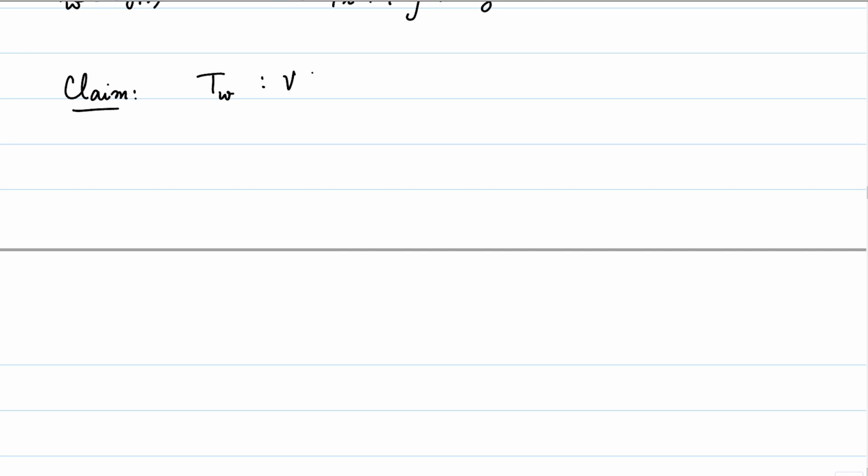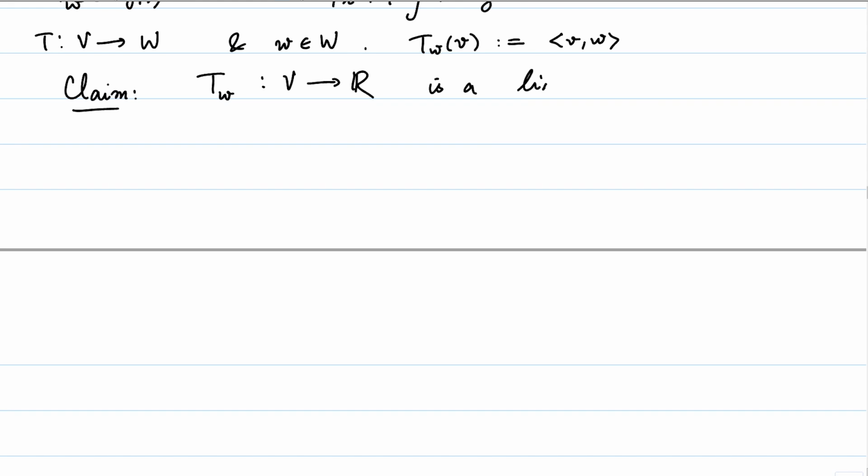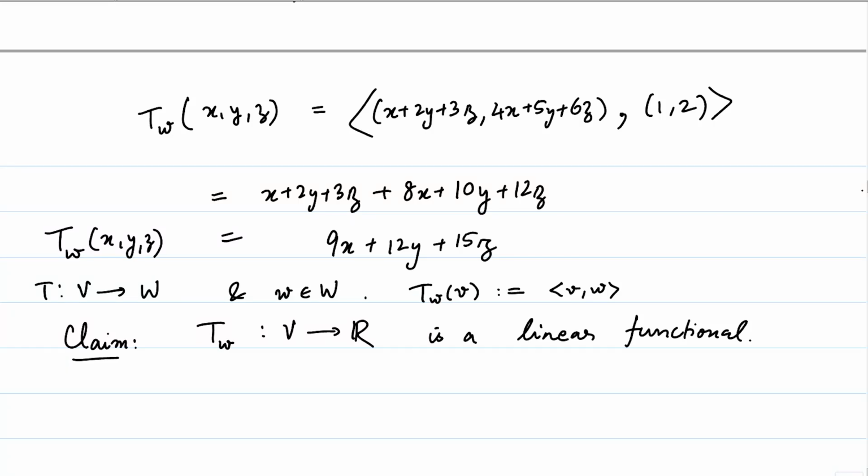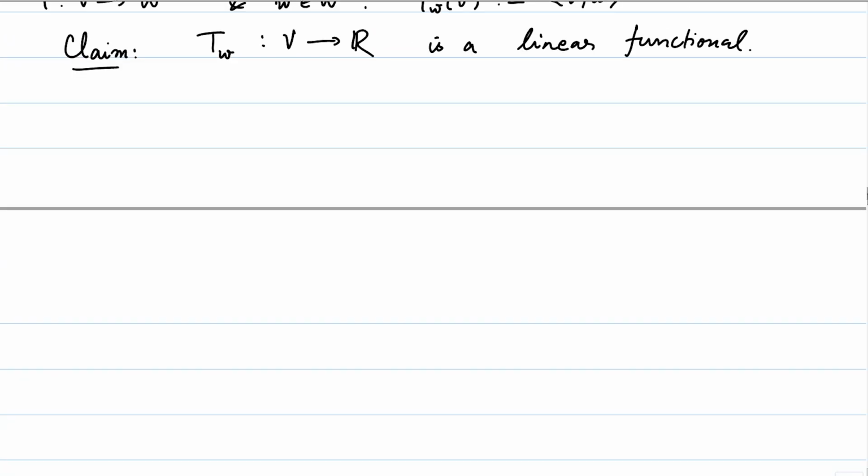So we are not in the setup of the example, we are in the setup before that, where T is a map from V to W between inner product spaces, which is a linear transformation, and w in capital W. T_w of v is defined as the inner product of T(v) with w. This is the setup. So the claim is that T_w is a linear functional. So like in this case, the example, it just happened to be a linear functional. It is going to be a linear functional always. So let's give a quick proof of this.